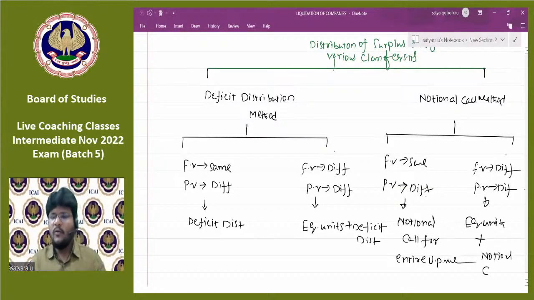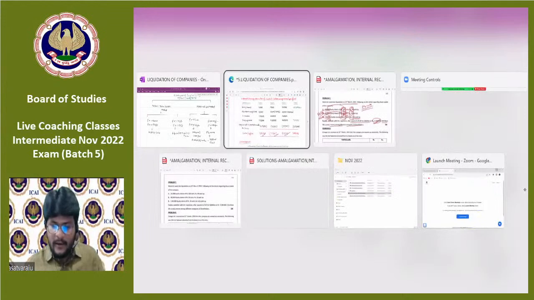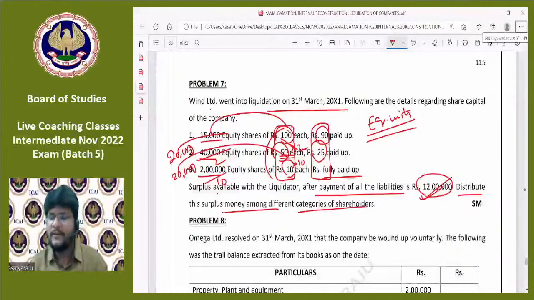That's it, guys. So many persons are confused with respect to distribution of surplus cash among the equity shareholders while presenting the liquidator final statement. That part I have also clearly given through this chart. Is it okay, guys? Fine. Next, this is all about problem number 7 and distribution of surplus cash among the various equity shareholders.